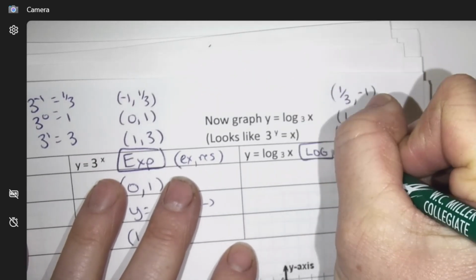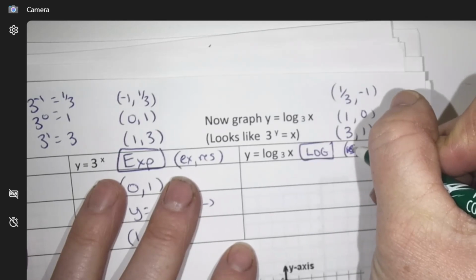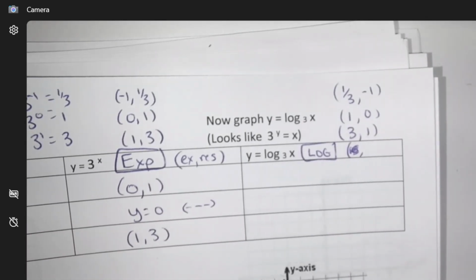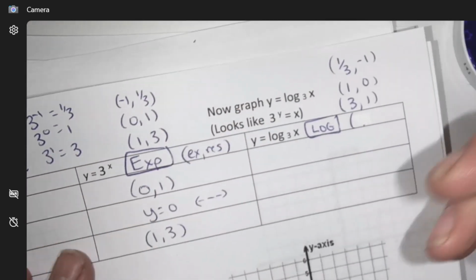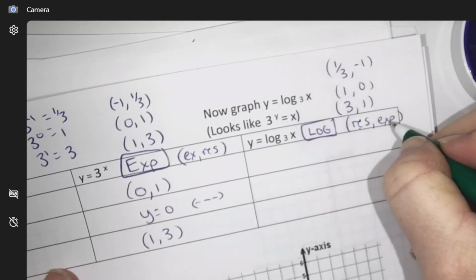Because on a log, you're going to go results, comma, exponent. Because remember when we did logs last week, we were always trying to get, well, what was the exponent? That's what we were always trying to get.